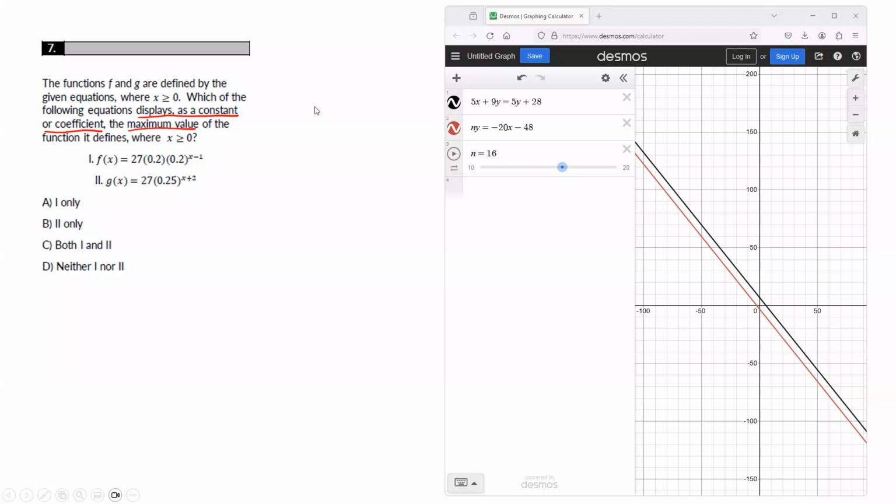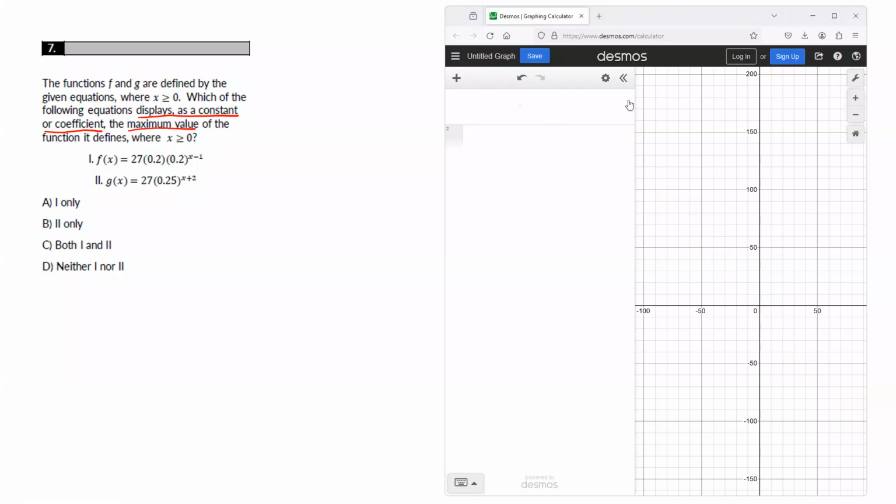So let's start with f of x. All right, f of x equals 27 times 0.2, oops, 2.